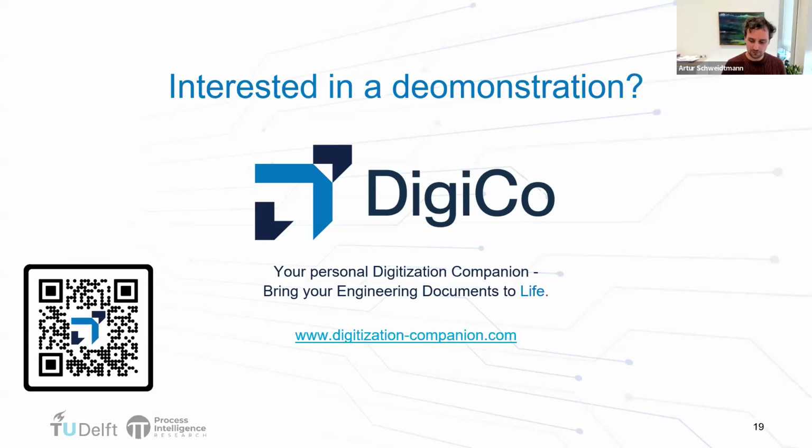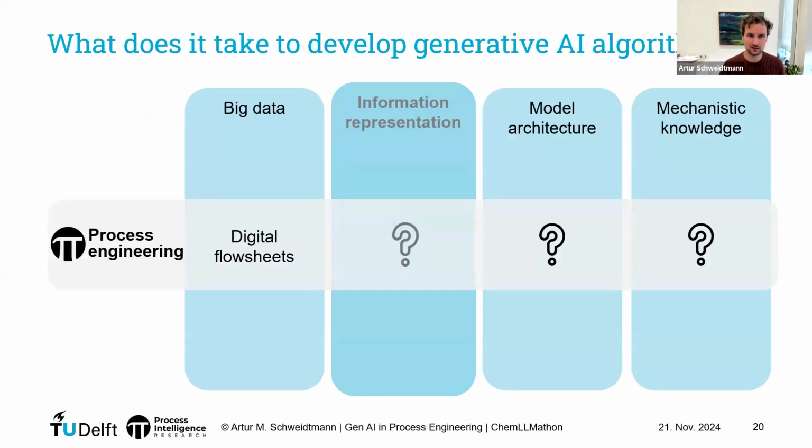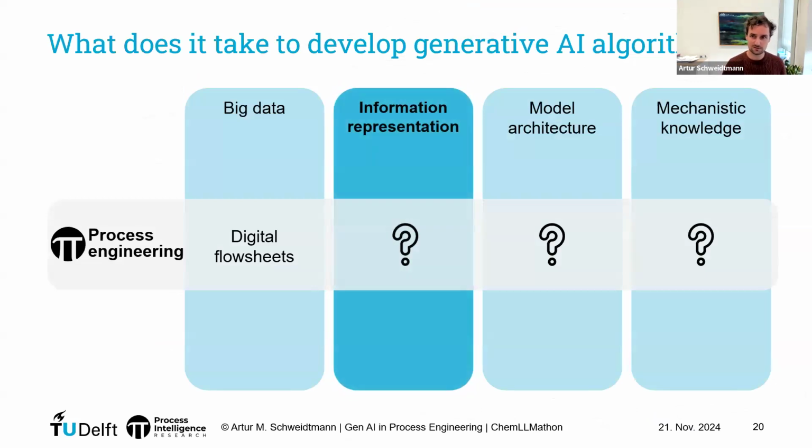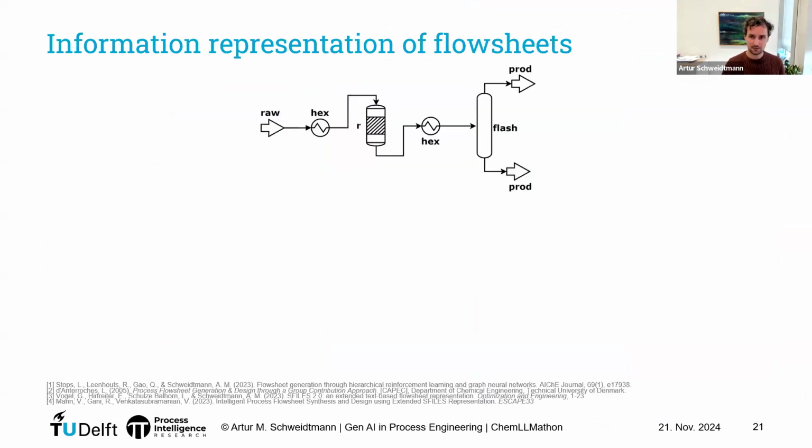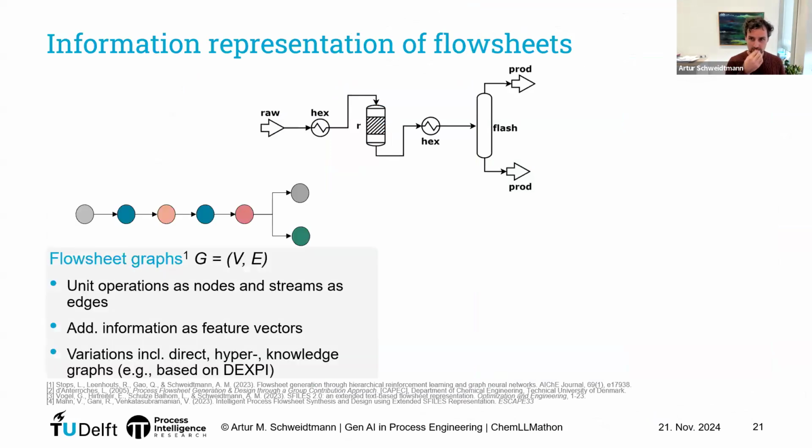So once you have your flow sheet in a digital format, the question is, how should you represent it to your machine learning algorithms? So this is about information representation. I believe there's two key formats here we should talk about. There's a graph format, which comes naturally, kind of. So nodes are the equipment, edges are the connections.